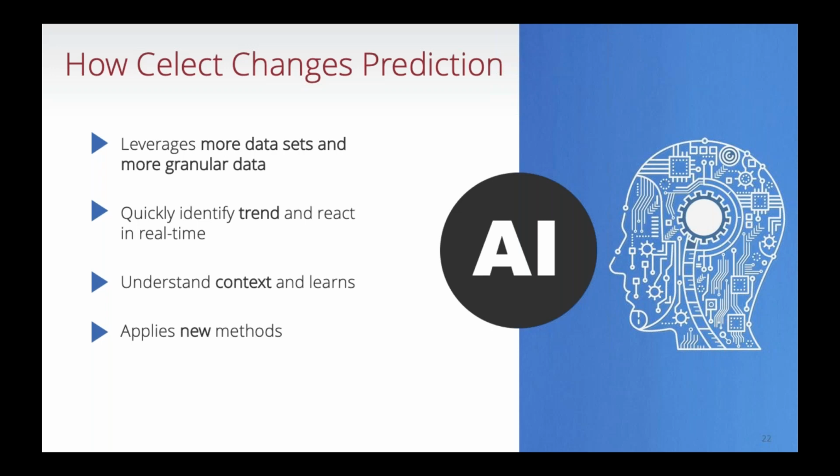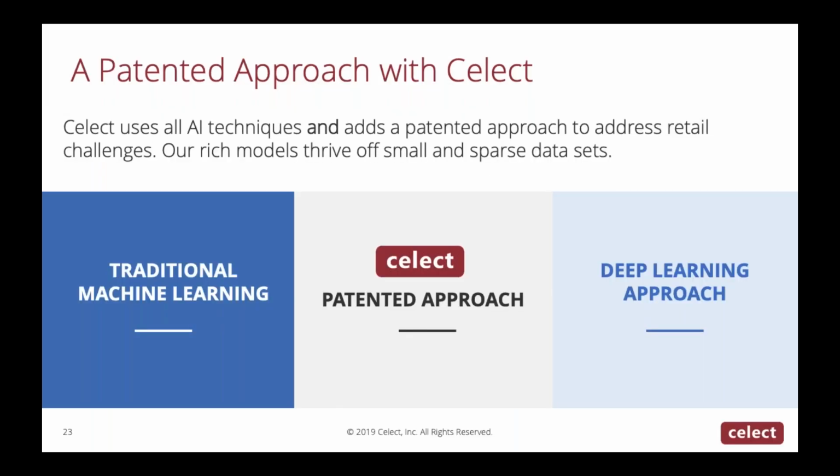And we're applying new methods just in the overall AI world. So when I look at this and I say a patented approach with Celect, one of the differences with our platform that we've built, so it's not just a single model, right? Anybody that comes up and just says, hey, we've built a better algorithm, it's one thing, that's not truly a differentiator.